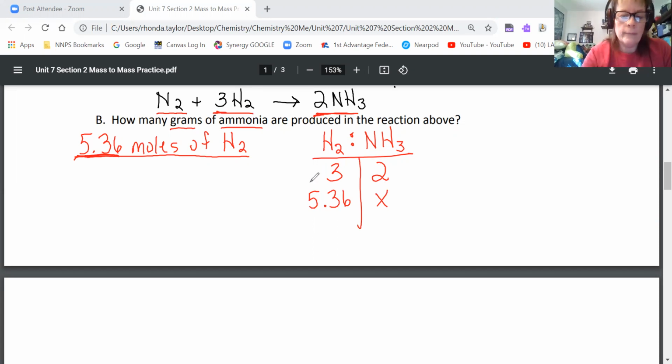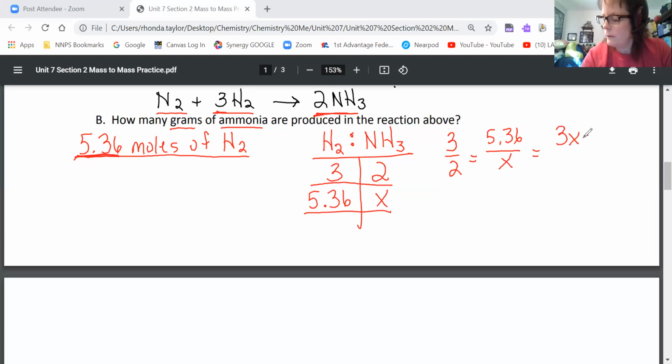All right, so let's set it up. Our first fraction will be 3/2. And our second fraction is 5.36 over x. And then cross multiply. 3x equal to 10.72. And then solve for x.